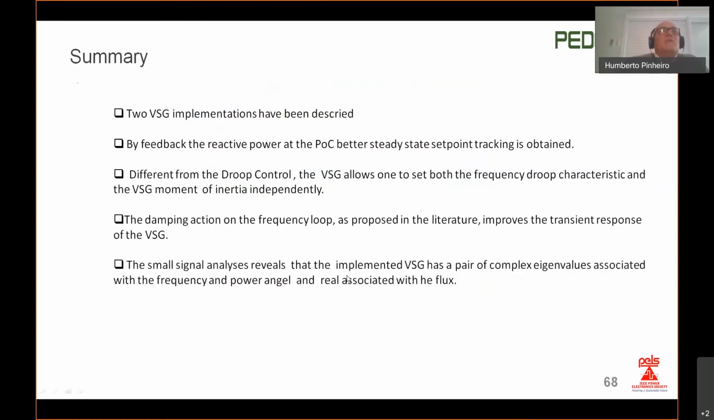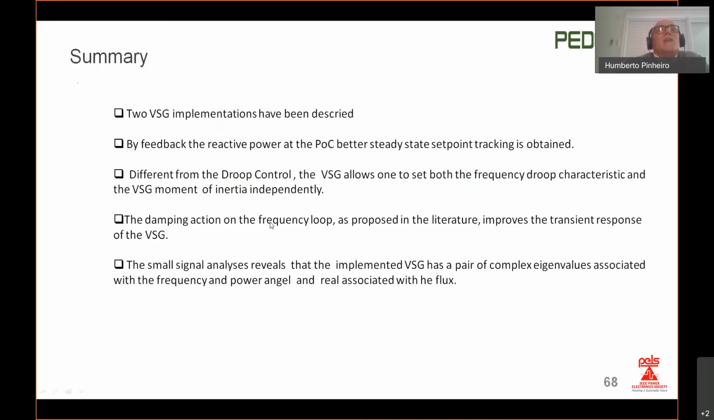In summary, two different virtual synchronous generators are implemented. By feedback of reactive power at the POC, we got better steady state response for reference tracking. Different from the Droop control, the virtual synchronous machine allows one to set the frequency Droop characteristic in steady state and the moment of inertia similarly to a conventional synchronous generator. So there is no difference between Droop and virtual synchronous machine.